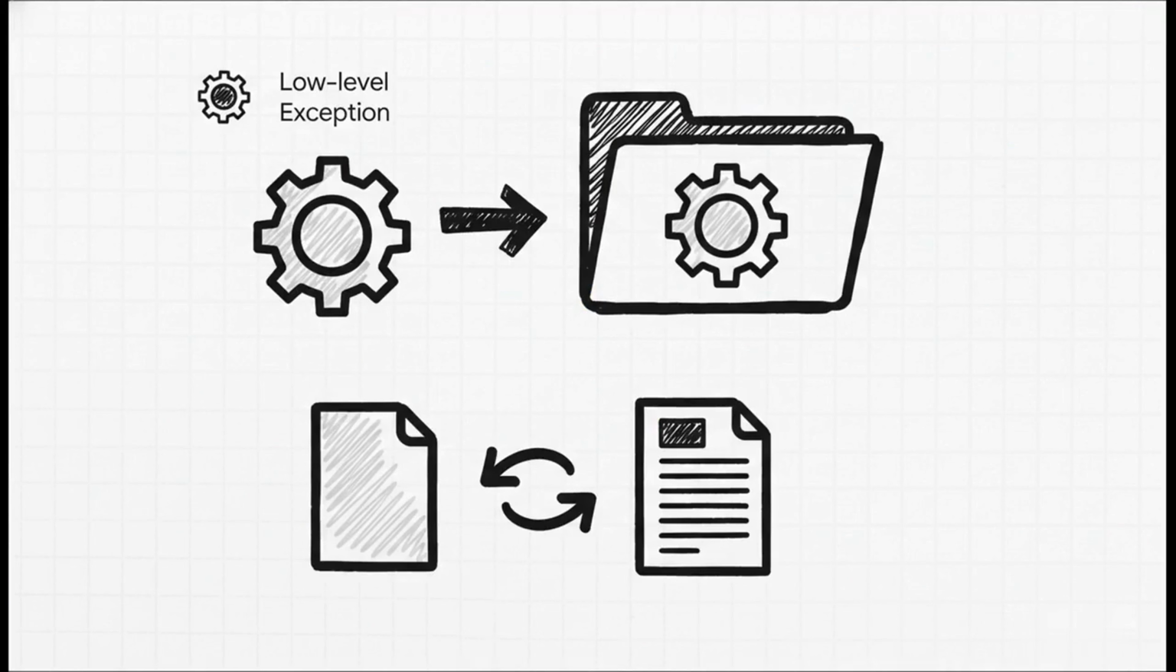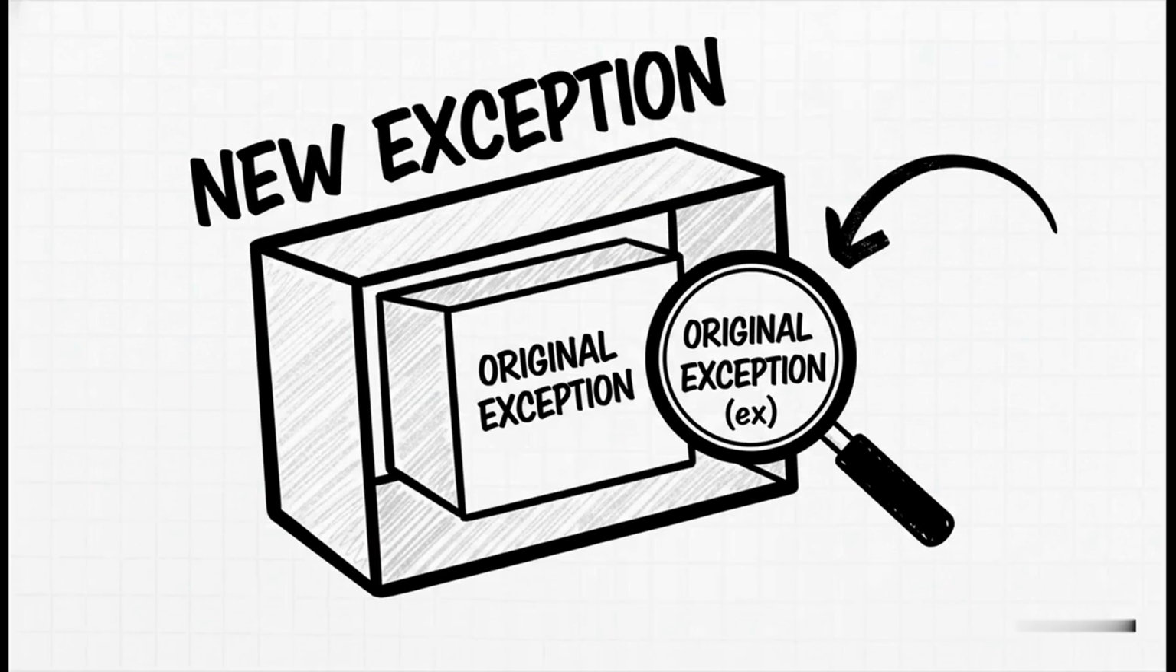For example, maybe you catch a very low-level database error, but you want to wrap it in a more meaningful, high-level data exception for the rest of your app to understand. And this is the right way to do it. See, we're not just saying throw x. We're creating a new exception, and this is the critical part, we are passing the original exception, x, as an inner exception. This lets you add new context without losing that original stack trace. You get the best of both worlds.